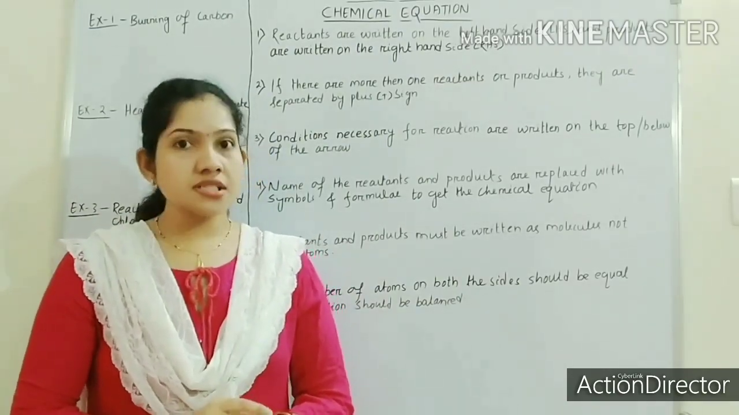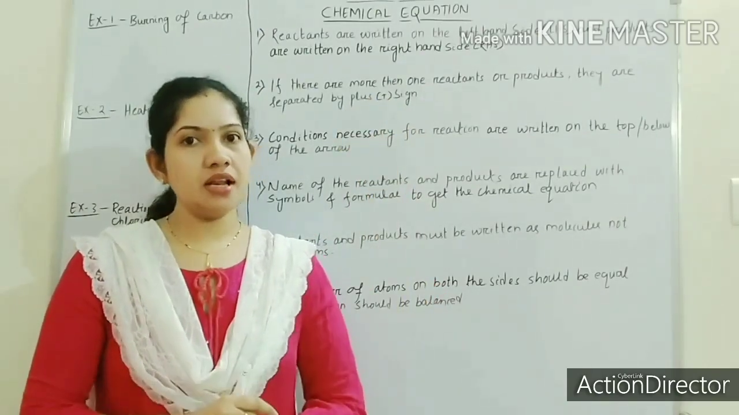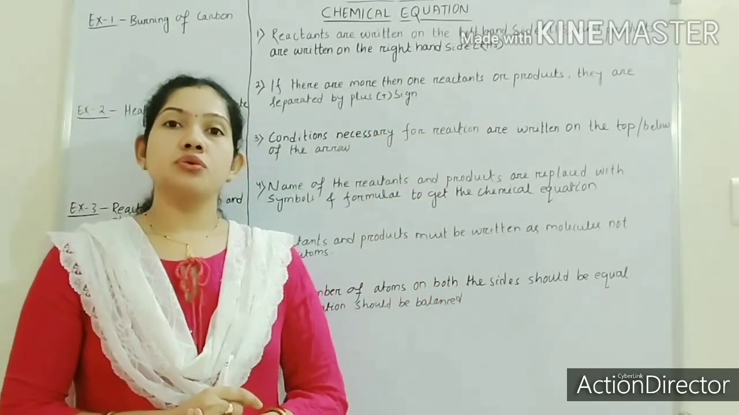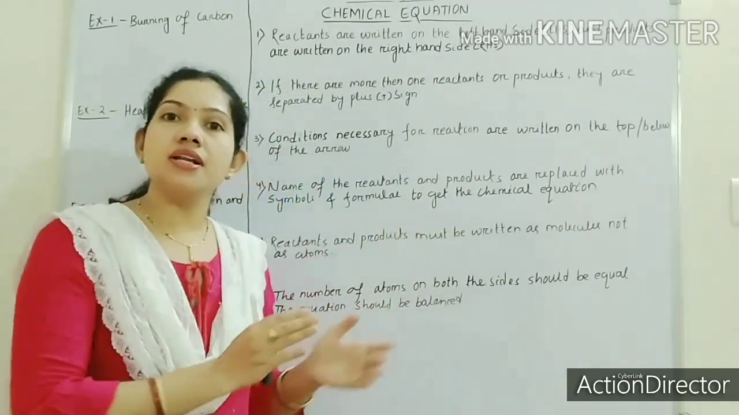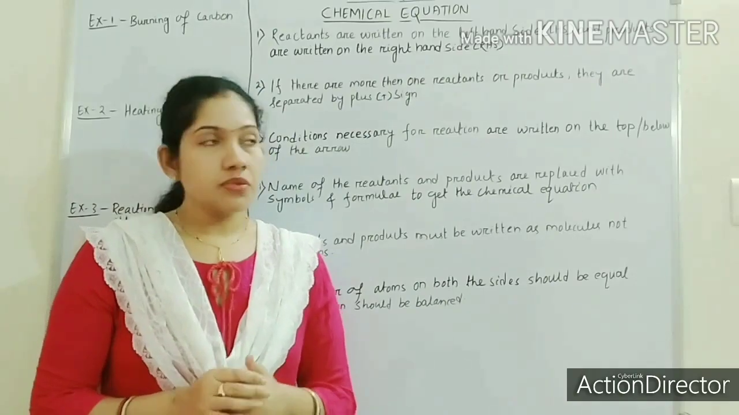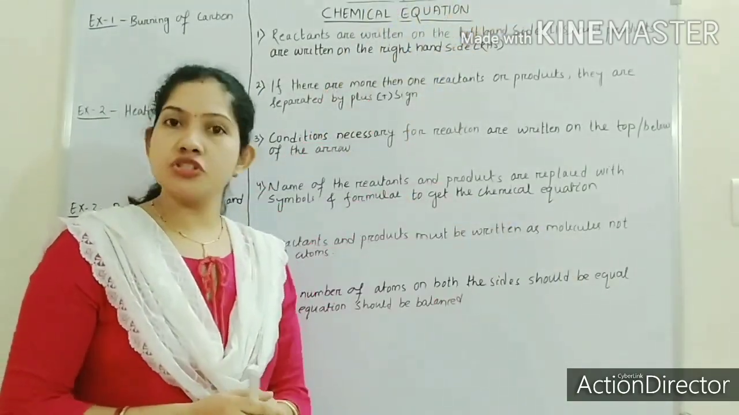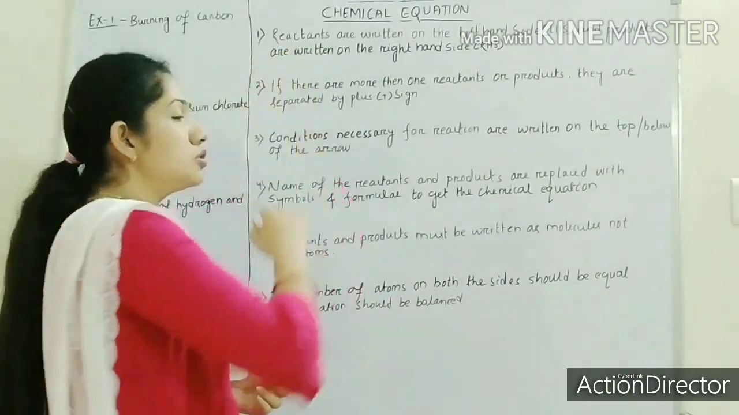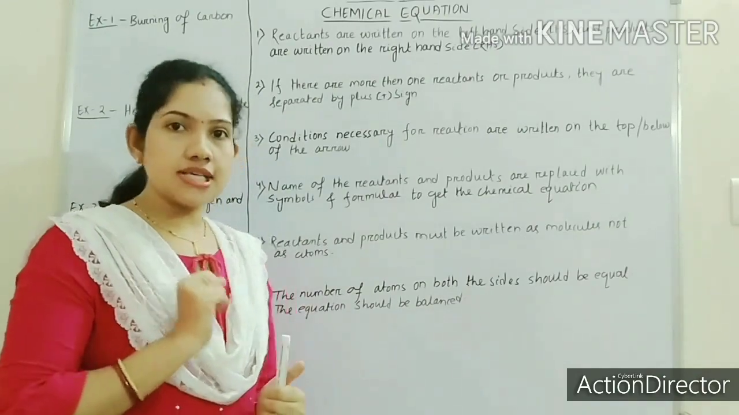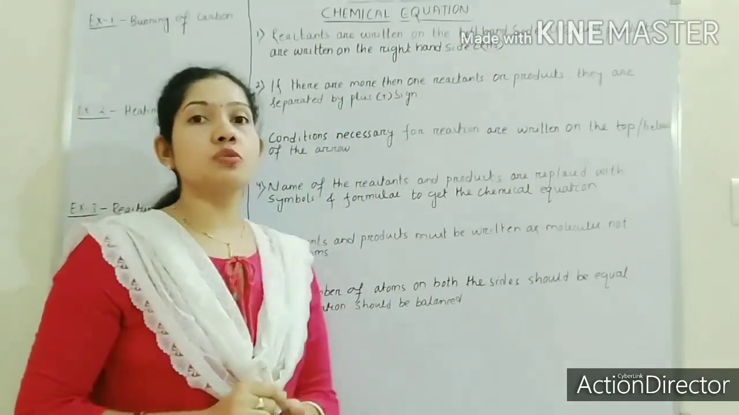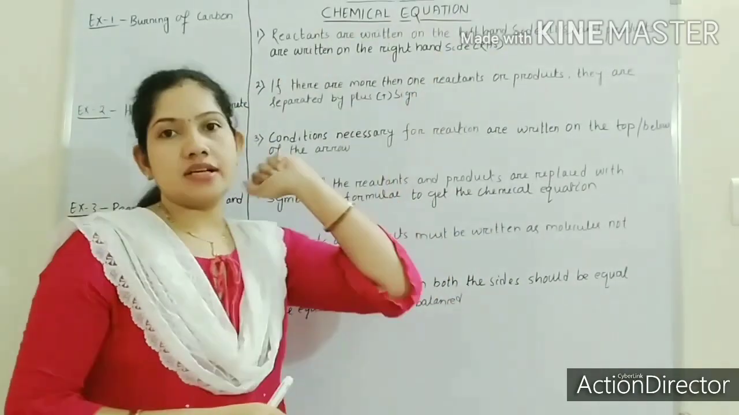Okay, so at first let us discuss what all are the rules to write a chemical equation. All the rules should be satisfied so that at last we will get a balanced equation. Got it? So here let's start with the first rule. The first rule to write the chemical equation or the word equation is that the reactants should be written on the left hand side and the product should be written on the right hand side.